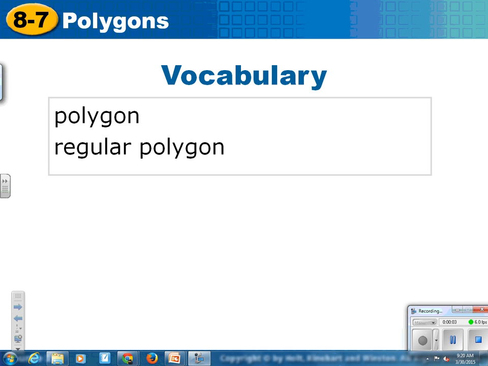Talk about polygons today. Anybody ever seen a polygon? You think so? You see them constantly? Good, you should. That's what they are. You'll see one every day. Polygon. Can anyone tell me what a polygon is?